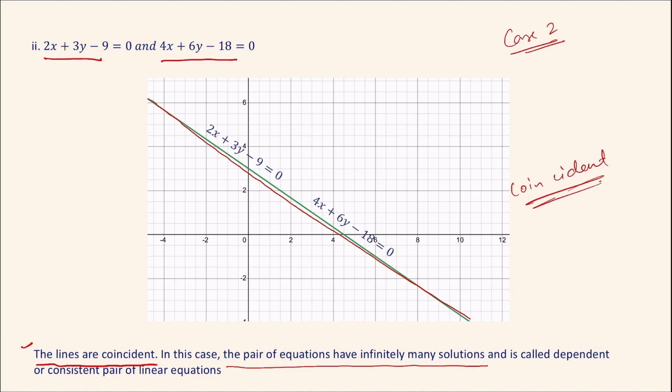Now, what we talked about is when two lines intersect, right? That is the solution. But here, if you see, they are on top of each other. That means they are intersecting at an infinite number of points. So that is why they have infinitely many solutions and is called dependent or consistent pair of linear equations. Okay, so the previous example was also of consistent pair of linear equations. This is also consistent pair of linear equations. There's just one added thing where it is also called dependent pair of linear equations.